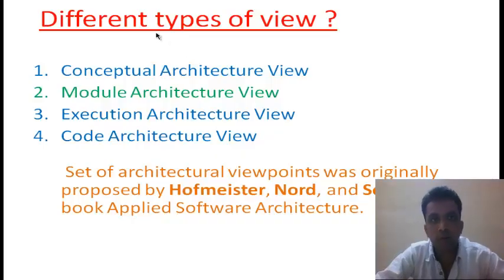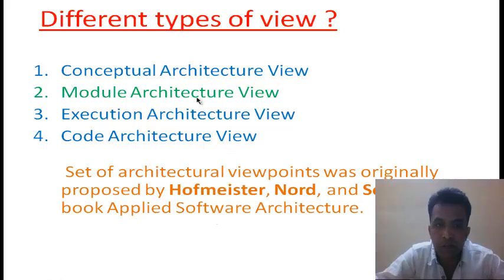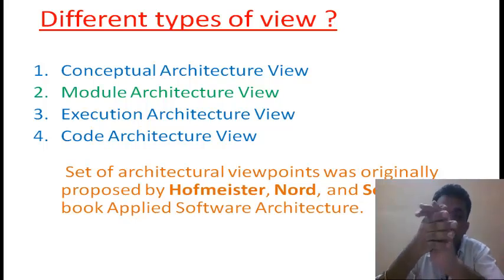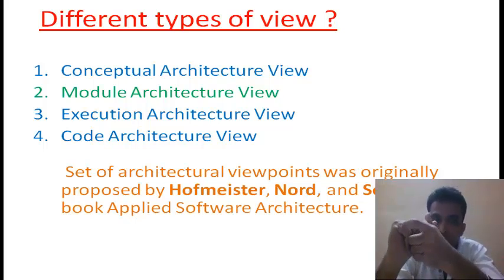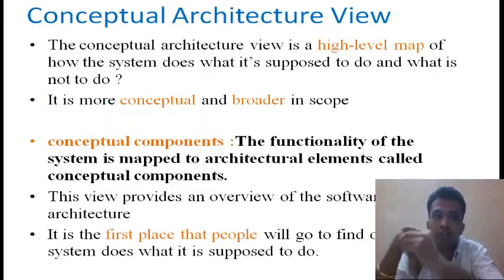And here is the main important part, the different types of views. First one is the conceptual architecture view, second is the module view, third one is the execution view, fourth one is the code architecture view. These are three authors, or you can say three scientists, and they have also written one book called Applied Software Architecture. In this book they have explained these four types of view. Not only this, these three scientists also published one IEEE transaction paper. In that paper they also explained the conceptual view and all these four types of view very well. So here is the first, the conceptual architecture view.